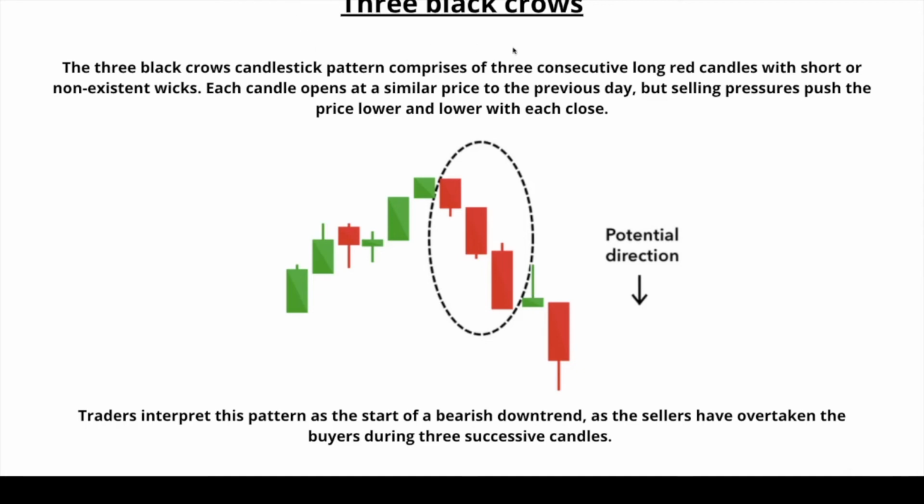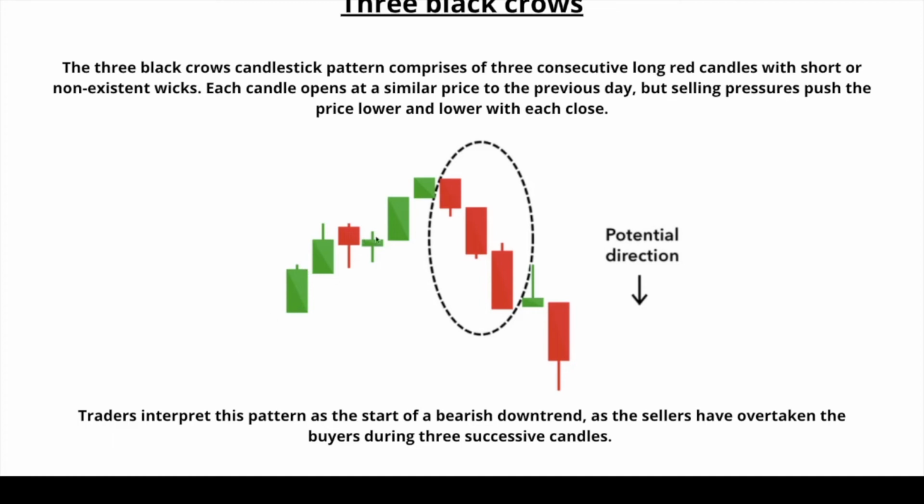But for this bearish candlestick pattern, we have what is called the 3 black crows. The 3 black crows candlestick pattern comprises 3 consecutive long red candles with short or non-existing wicks. Each candle opens at a similar price to the previous day, but selling pressure pushed the price lower and lower with each close. So let's take a look at the diagram. Actually, let's take a look at this here first. Traders interpret this pattern as the start of a bearish downtrend, as the sellers have overtaken the buyers during the 3 consecutive candles. Okay, so now let's take a look at the diagram.